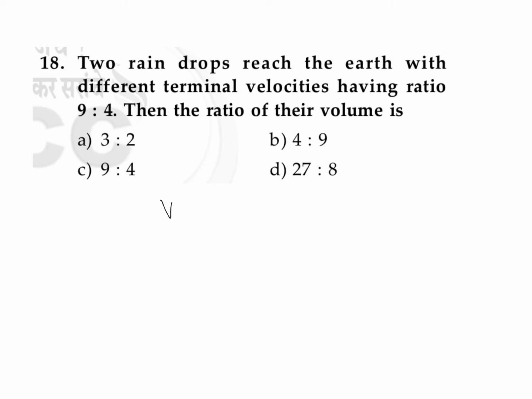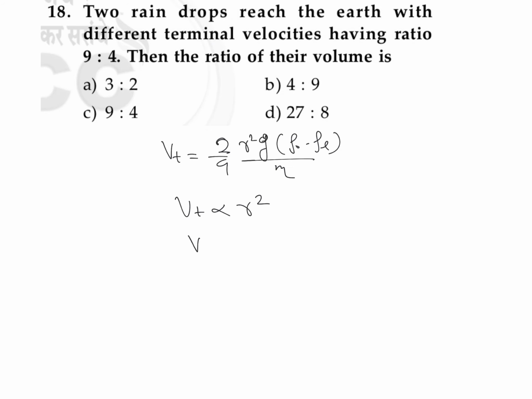So we know the equation for terminal velocity, that is 2 divided by 9 into r square into acceleration due to gravity g into density of object minus density of liquid divided by coefficient of viscosity eta. So we can write terminal velocity is directly proportional to r square. So from this we can write the terminal velocity in the first case by terminal velocity in the second situation will be equal to r1 divided by r2 the whole square.